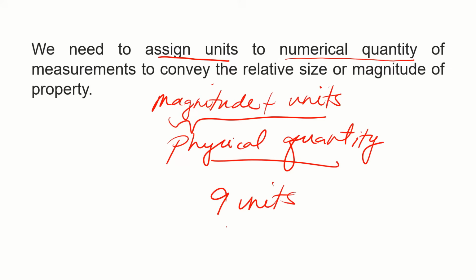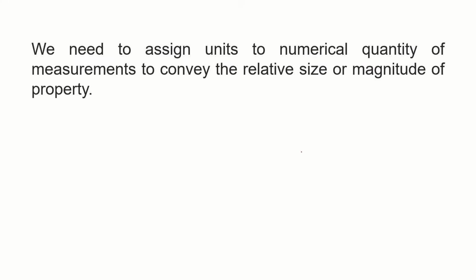So for example, 9 meters. 9 is the number, meter is the unit, or 20 kilograms. Ayan. 20 is the number, kilogram is the unit. So that is a physical quantity. Sabi dito, it is important because by assigning units to the numerical quantity, we are able to convey the relative sizes of the property or the relative magnitude of the property.